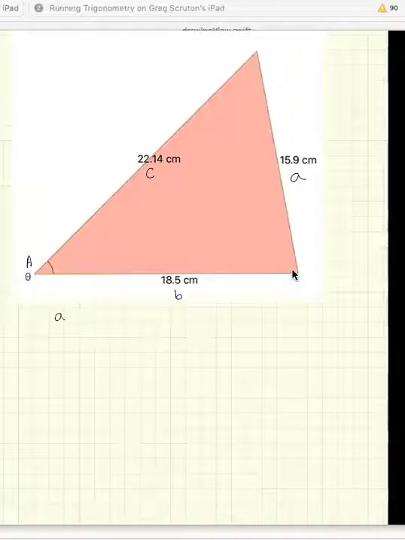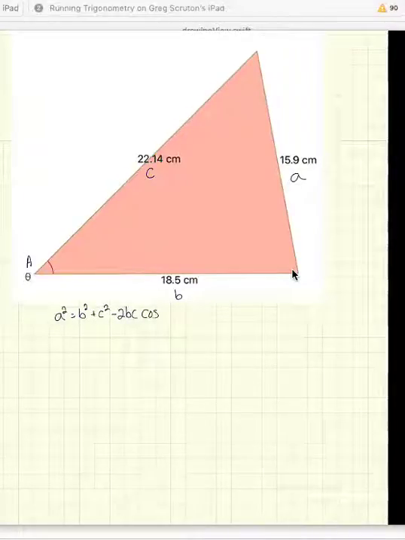All right, so A squared is equal to B squared plus C squared. It starts off like Pythagorean theorem, but because it's not a right angle triangle, we have to take away 2BC times the cosine of angle A. Okay, and notice we have everything but angle A. We have our A side, our B side, and our C side. So I'm going to fill in what I know.